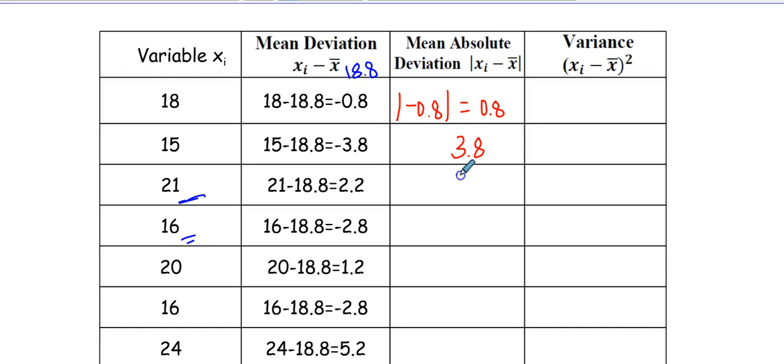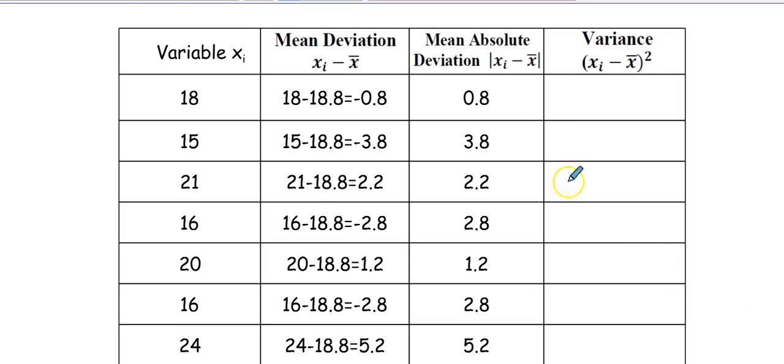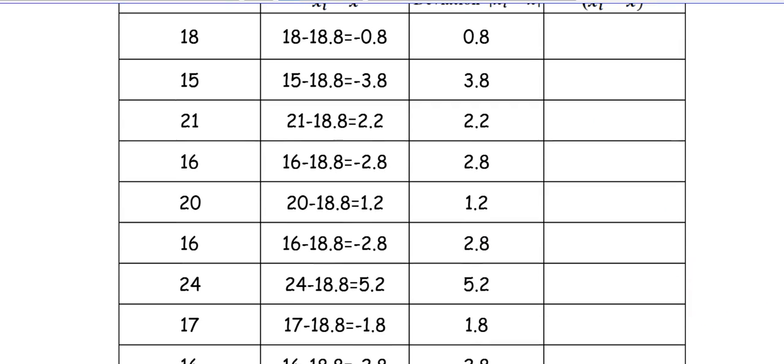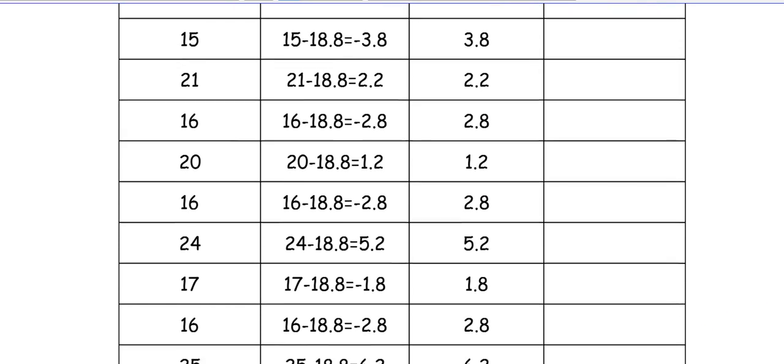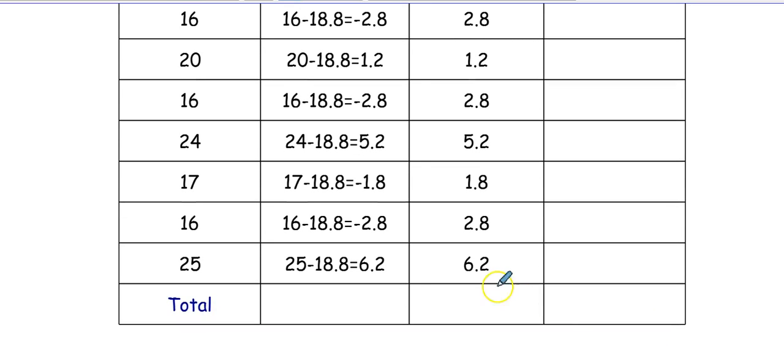Similarly, 2.2, and all these absolute values of the differences are written in my third column. So I have them here for you. These are all absolute values already taken. And after finding all these absolute values, what should I do here? I'll go back and add them in this third column.